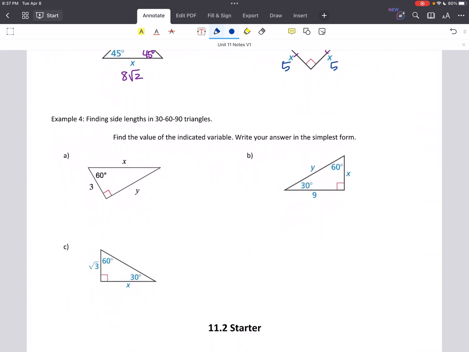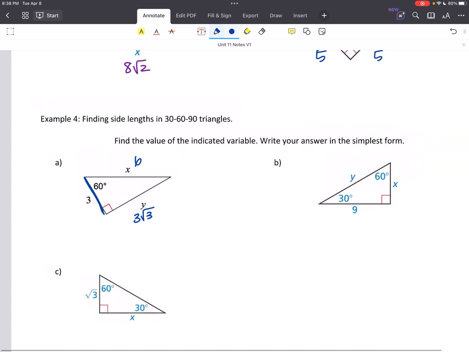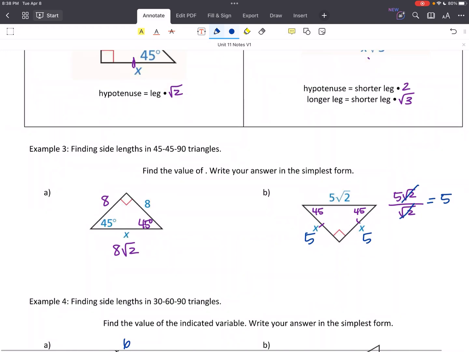Okay, finding side lengths in the 30-60-90 triangle. If we start out with the shortest one, which is right here, that means that our hypotenuse is that times 2, so this would be a 6. And that would mean y, we're going to multiply by the square root of 3, so this would be 3 square root of 3, from the pattern up here.